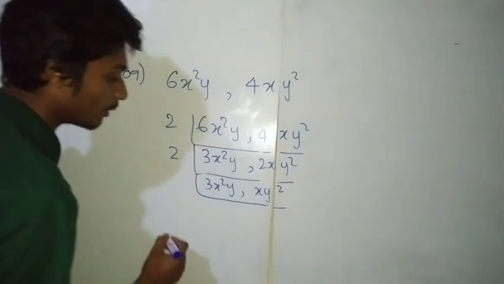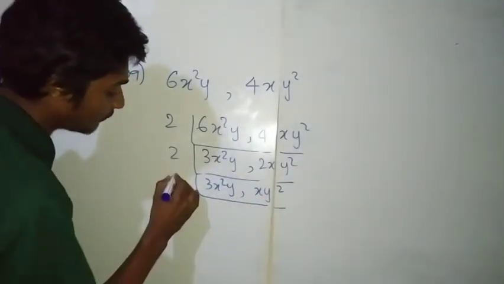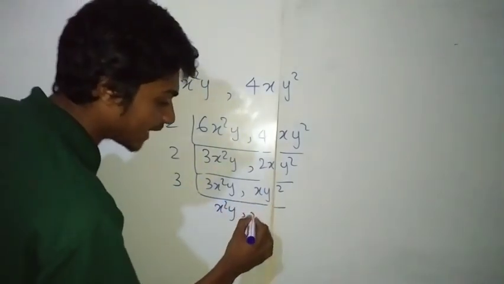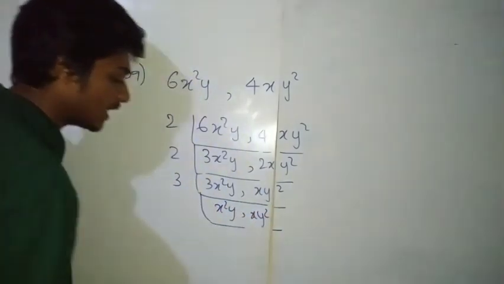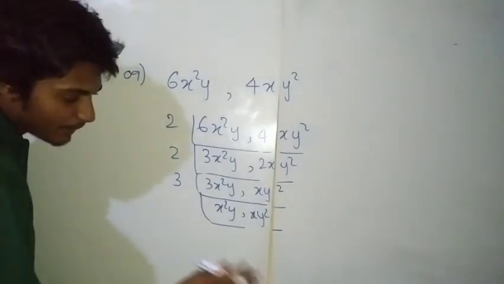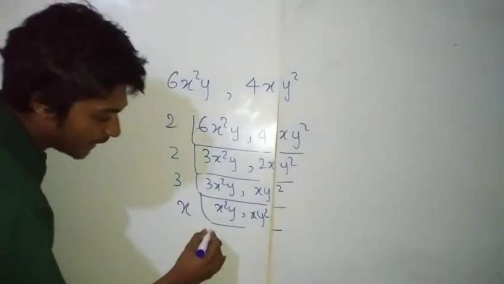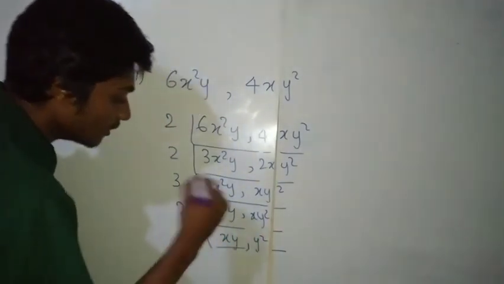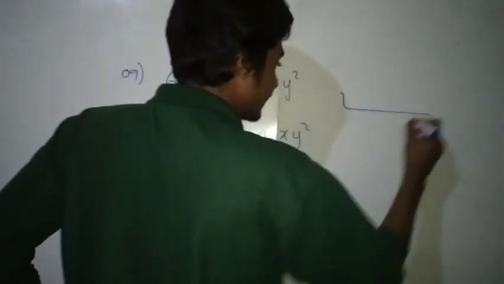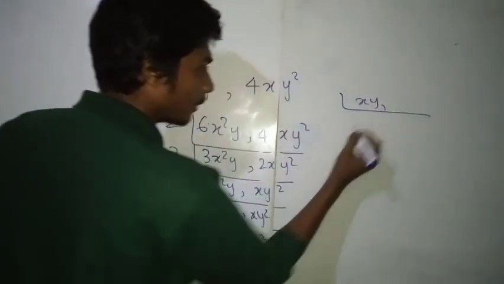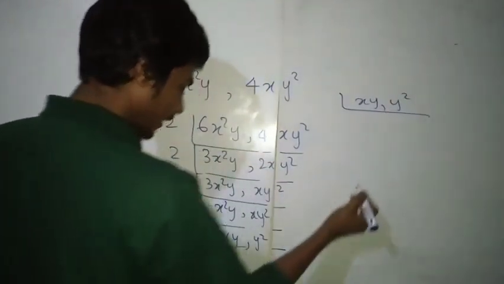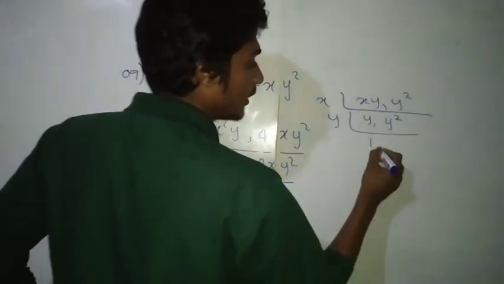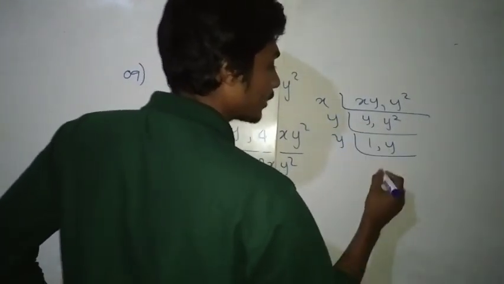Further, you can divide this by 3, so dividing by 3, what I'm going to get is x squared y here, and xy squared as it is. Furthermore, you can divide by x and y separately, one by one. Divide by x, so you're going to get xy here and y squared here. Again divide by x, so you have xy comma y squared, divide by x, you get y comma y squared. Now divide by y, so you're going to get 1 here and y here. Divide this again by y, so you're going to get 1 comma 1 here.